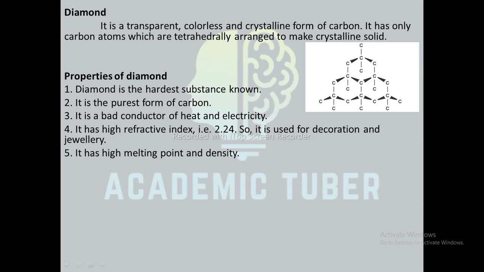Diamond is the hardest substance known. It is the purest form of carbon. It is a bad conductor of heat and electricity. It has a high refractive index, that is 2.24, so it is used for decoration and jewelry. It has a high melting point and density.